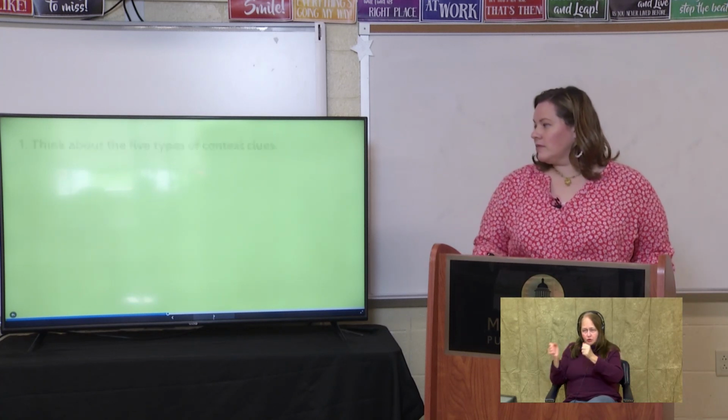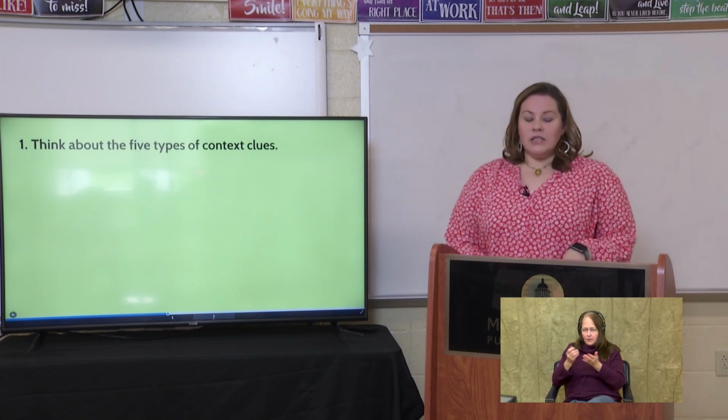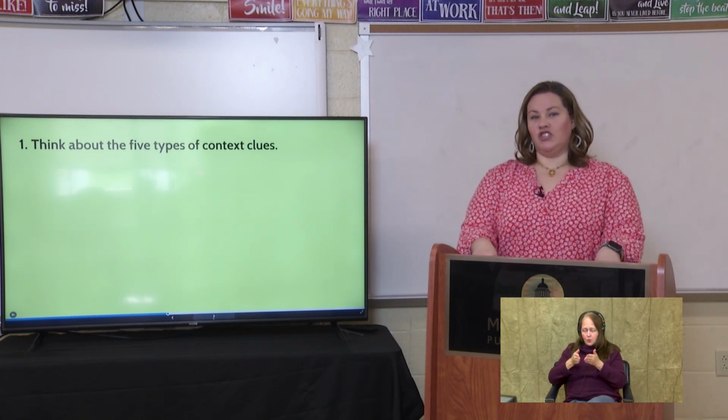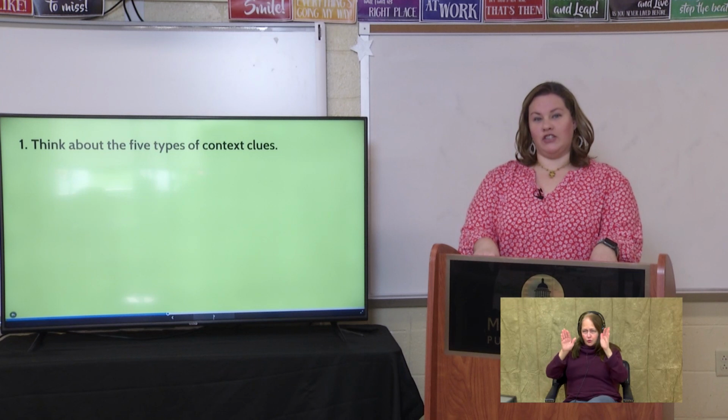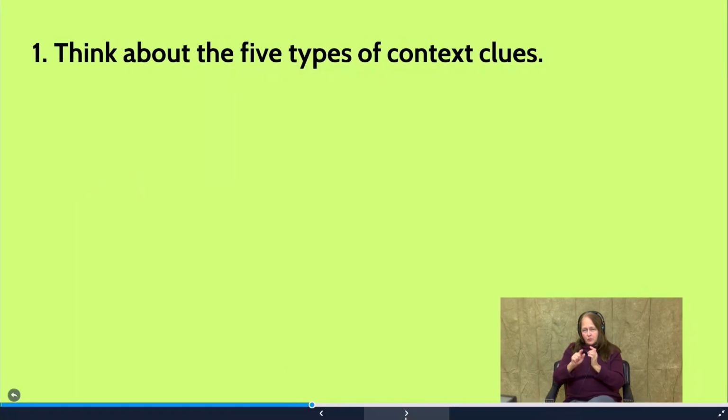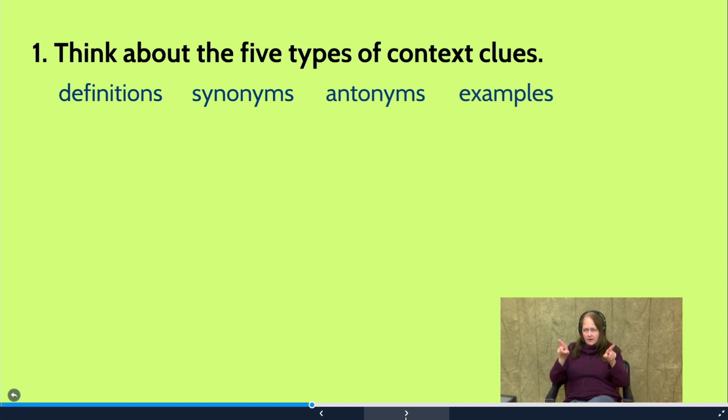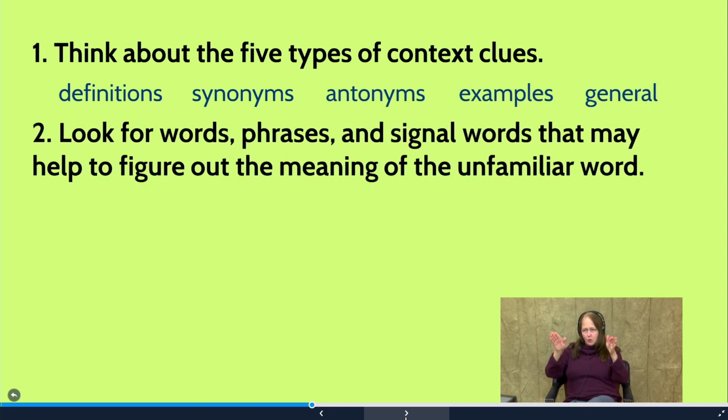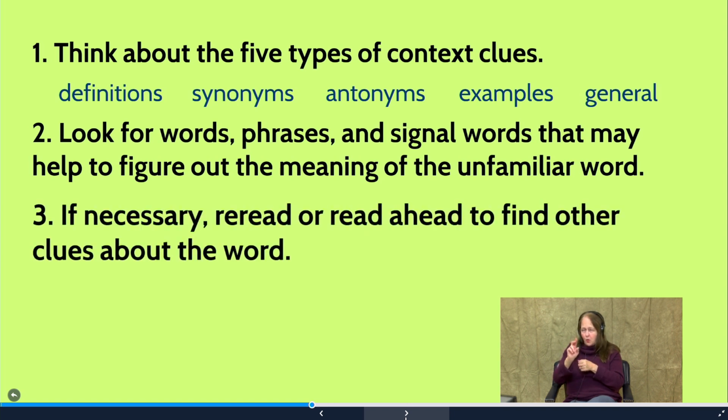Now, here is your way of dealing with the general strategy, okay? First, you need to think about the 5 types of clues: definitions, synonyms, antonyms, examples, and even general, okay? Then you look for words, phrases, and signal words that may help to figure out the meaning of the unfamiliar word. And I will tell you that sometimes, even within one paragraph, you may have 2 or 3 of these in there. It isn't just one or another.